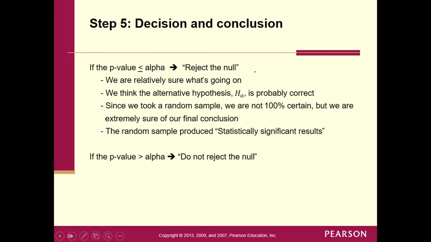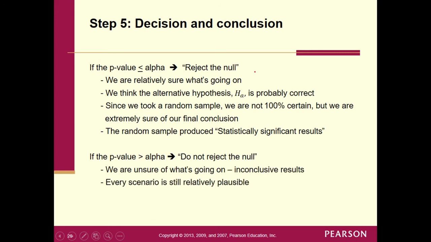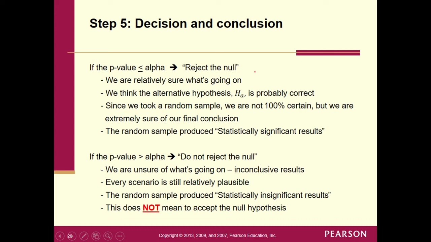If the p-value is greater than alpha, we're going to say do not reject the null. Now pay attention to this. We are unsure what's going on, and basically every scenario is still plausible, like I was saying before. The random sample produced statistically insignificant results. And please pay attention to this. This does not mean to accept the null hypothesis.